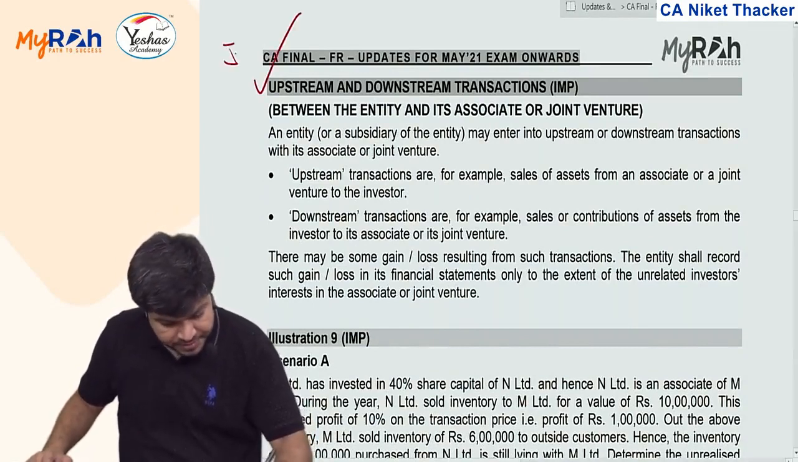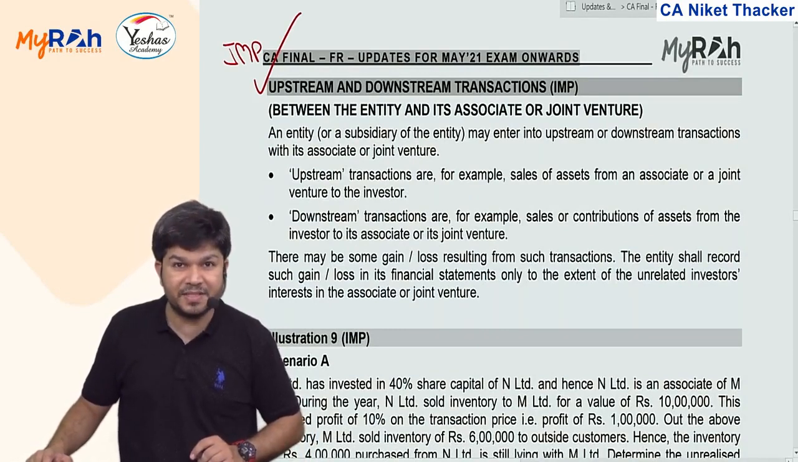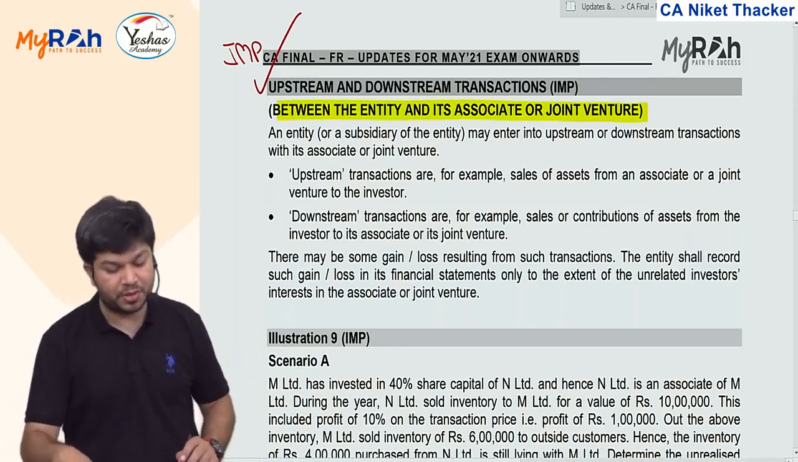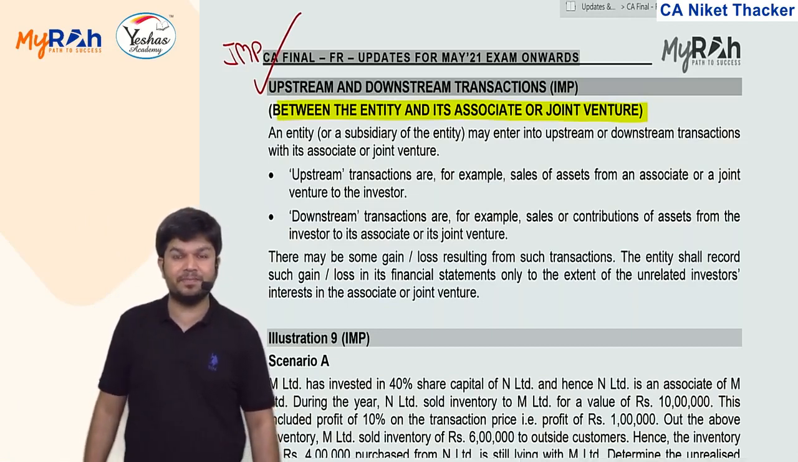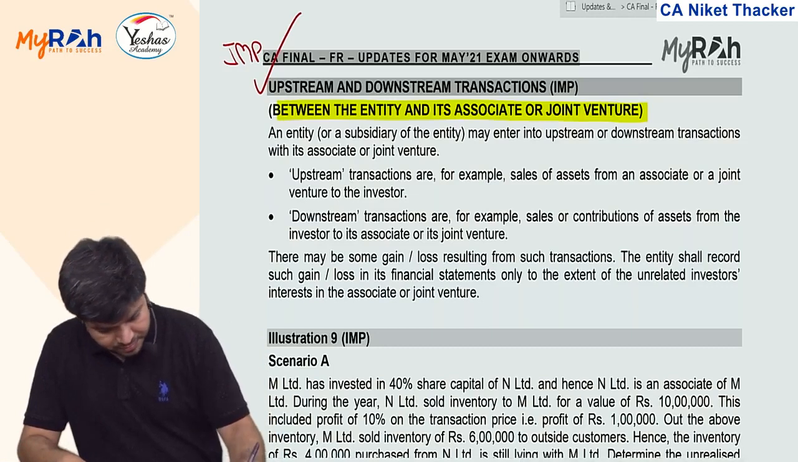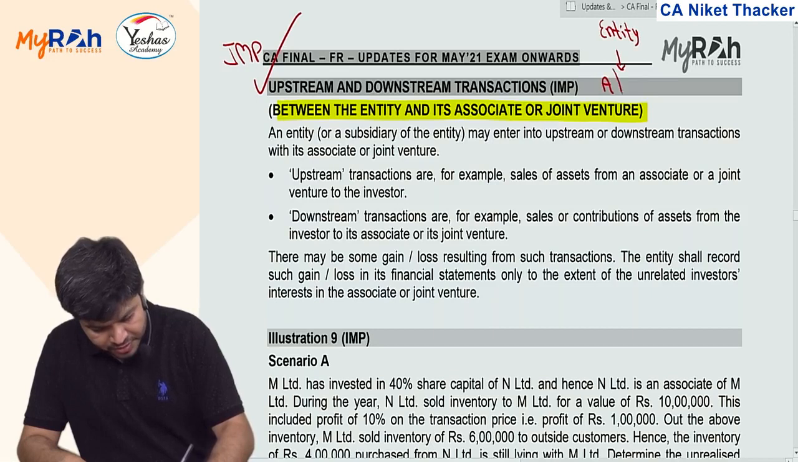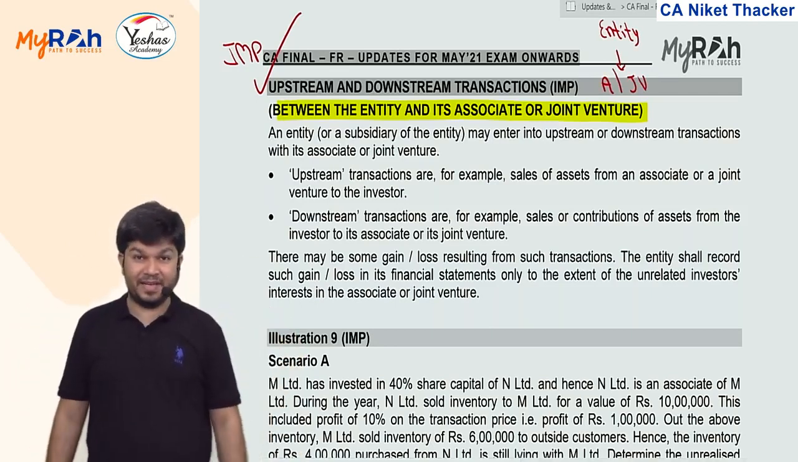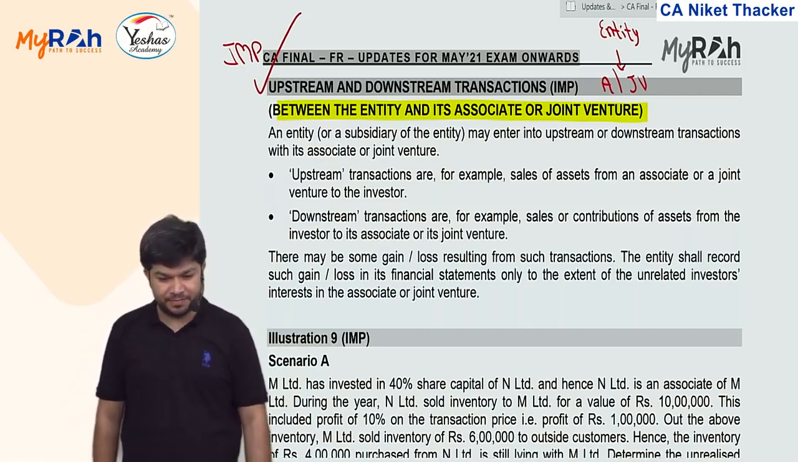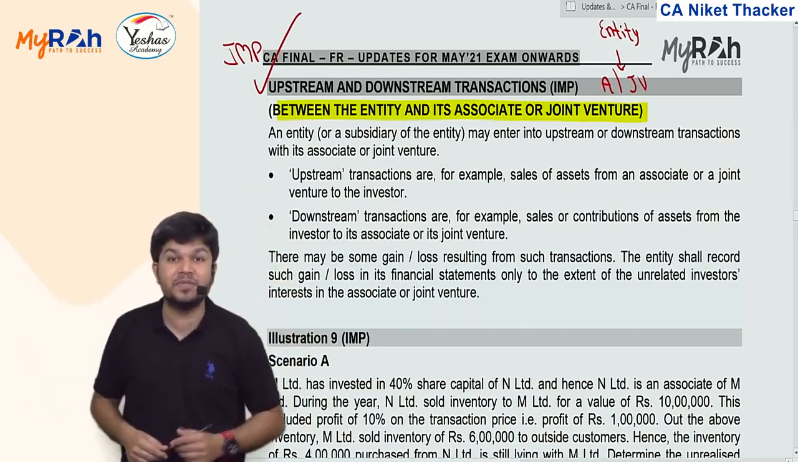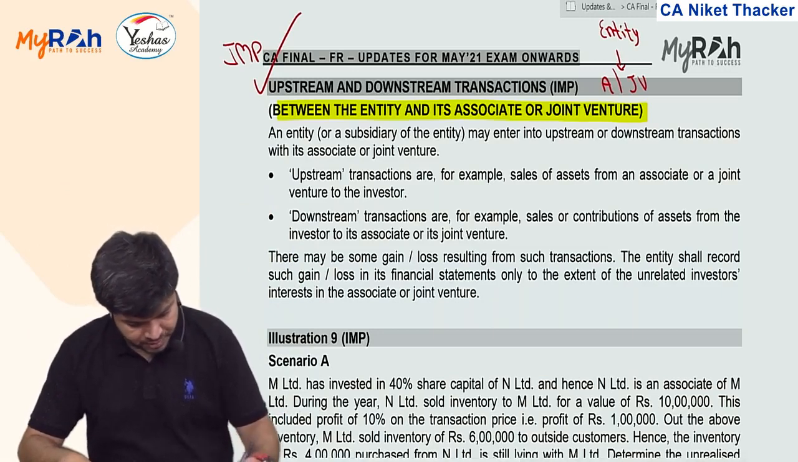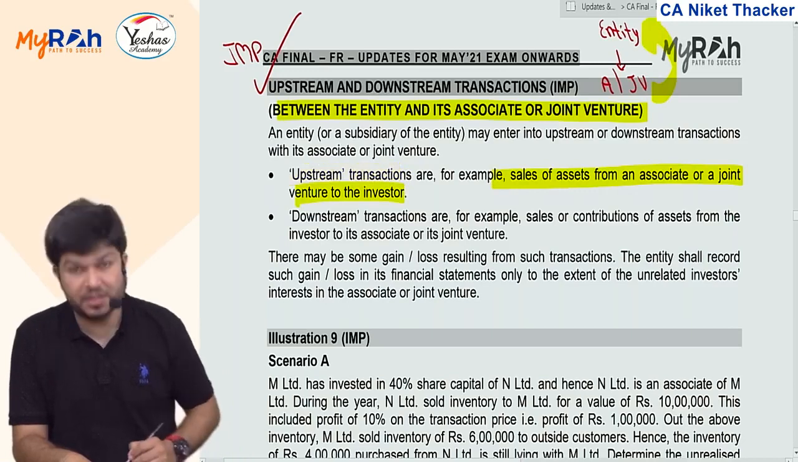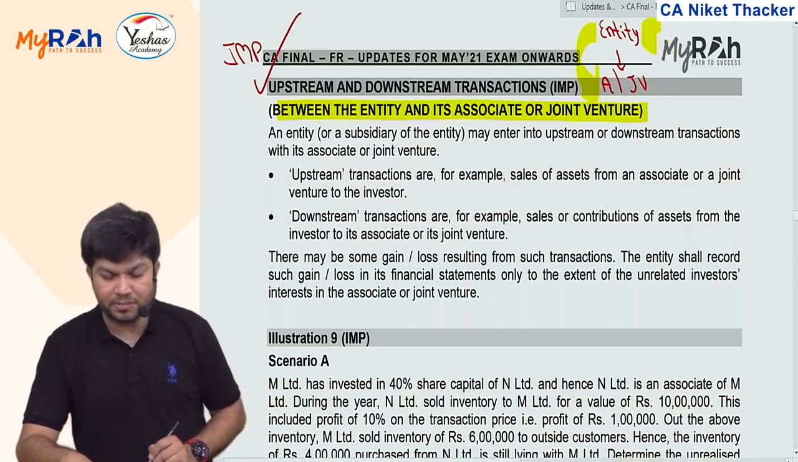Next, upstream downstream transactions between entity and its associate or joint venture. Okay, it's not entity and subsidiary, it's associate joint venture के साथ. तो upstream downstream. Okay, so imagine this is the entity, we have an associate or JV. Entity selling to associate or JV is downstream. Associate JV selling to the entity, that's upstream. What is upstream? Sale of asset from associate joint venture to the investor. Associate joint venture selling to investor is upstream, and investor selling to associate joint venture is downstream.